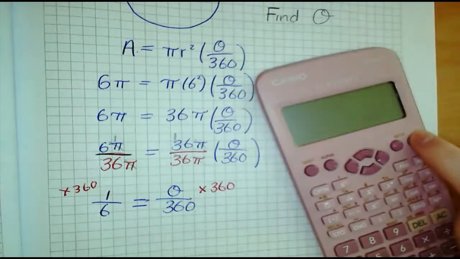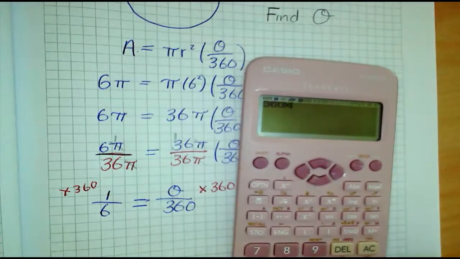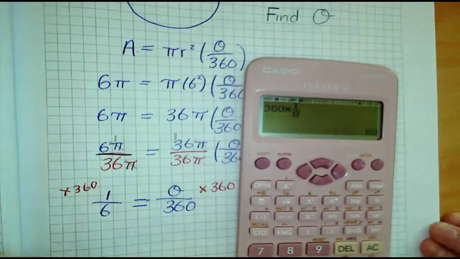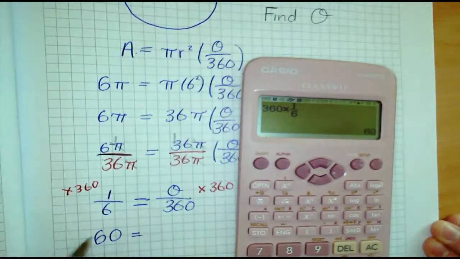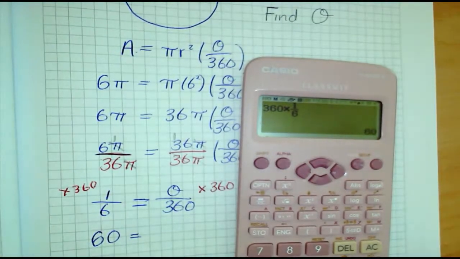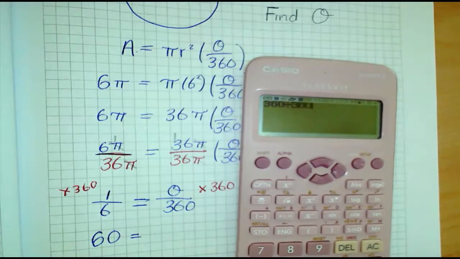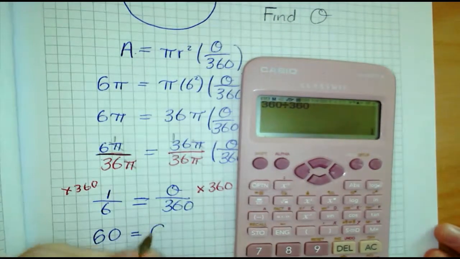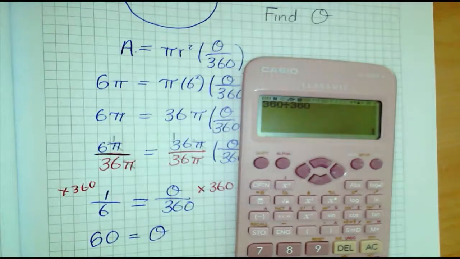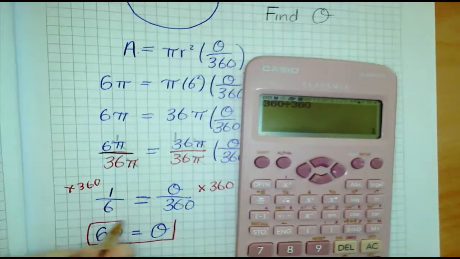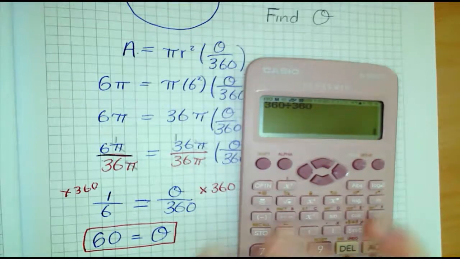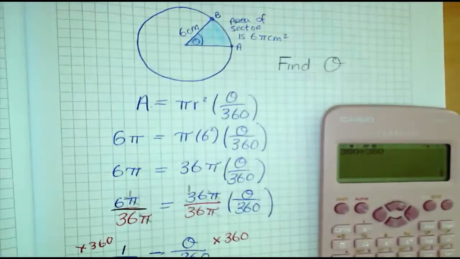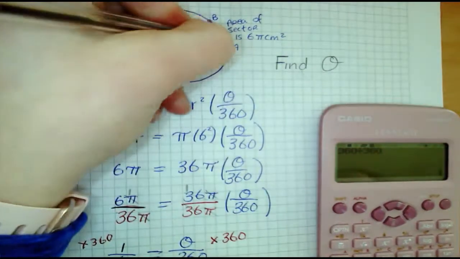So on the calculator then, 360 multiplied by 1 over 6, and we're getting 60 is equal to, so 360 divided by 360 is just 1, so it's gone, so we're just left with theta there. So theta is equal to 60 degrees. So hopefully now lads, you can see where all that's coming from. Okay, so if you go back up here then, our angle there is 60 degrees.